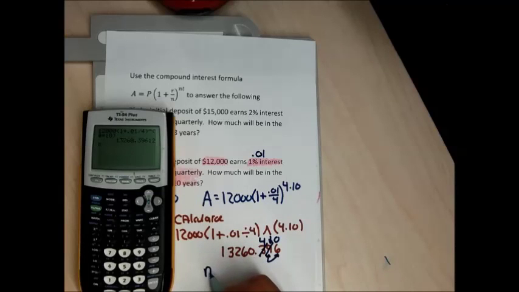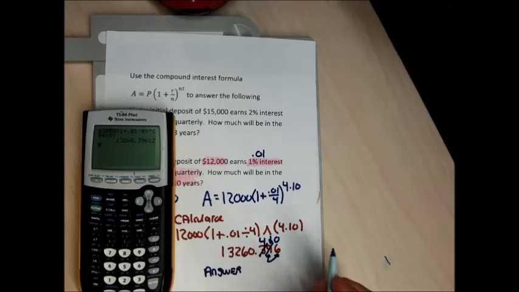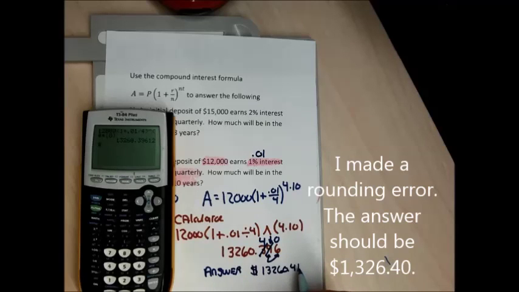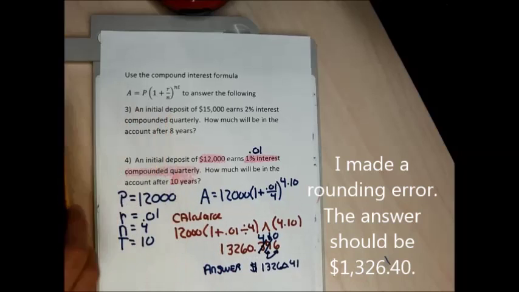So my answer for problem 4 is the amount of money I'm going to have in 10 years is $13,360.41, and that feels like a lot. It's surprising to me they get that much money, but I guess it's correct.